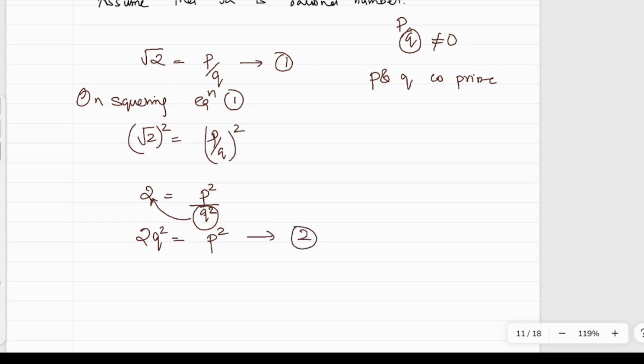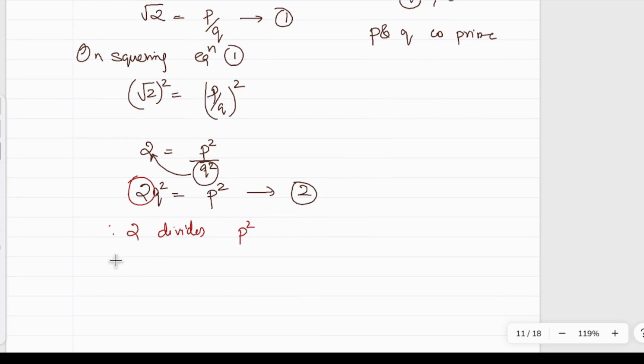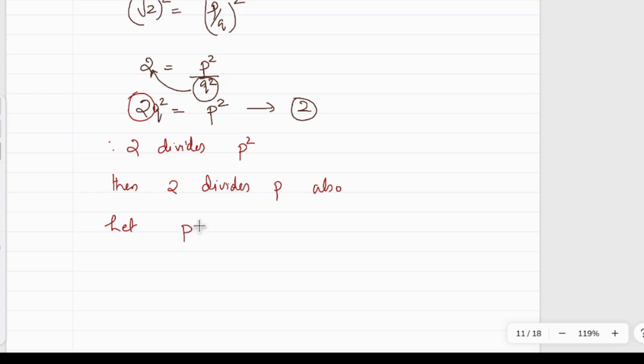From here, I can write that p square is divisible by this 2, right? Therefore, 2 divides p square. If 2 divides p square, then again I can write that 2 divides p also, correct? So now what I will do next is let p equal to 2m, where m is an integer. M can be any integer.